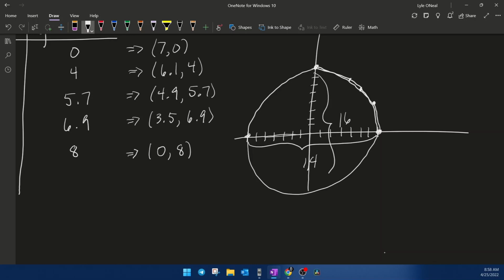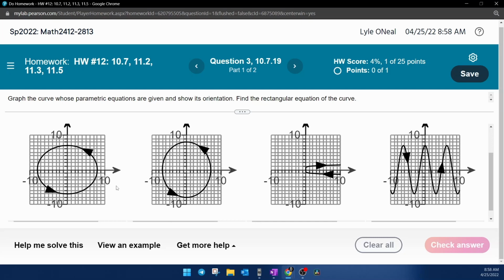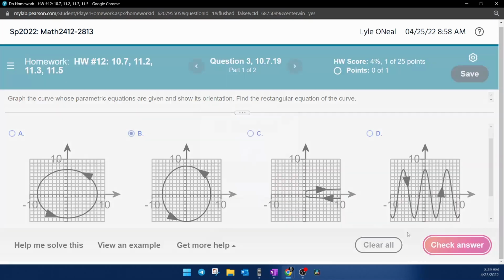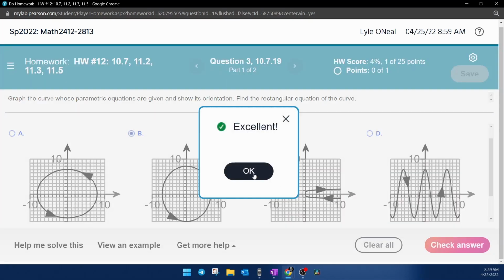So let's go back and see how we did. Okay, so the answer choice with a vertical major axis is answer choice B. Yay, and we got it.